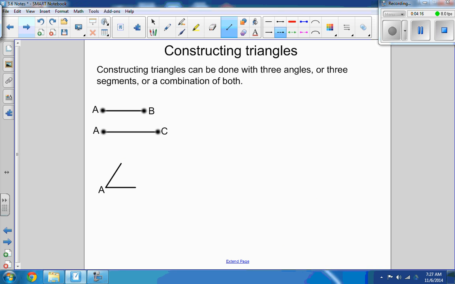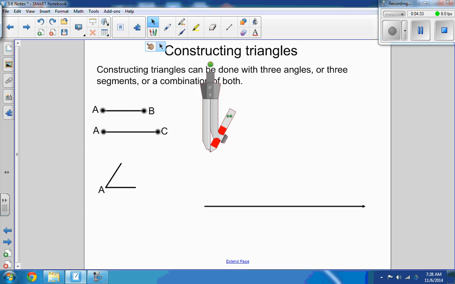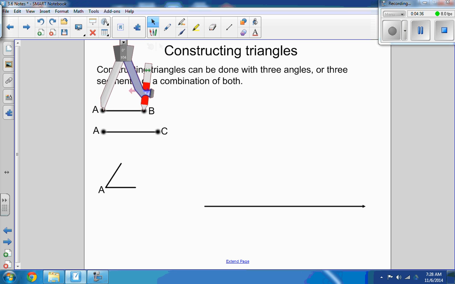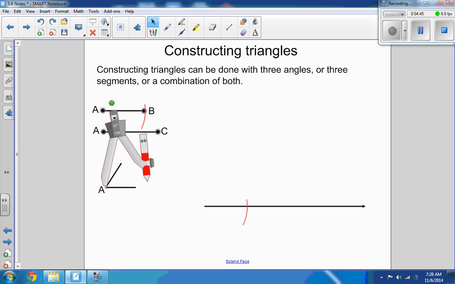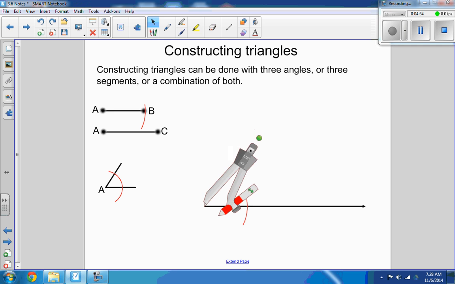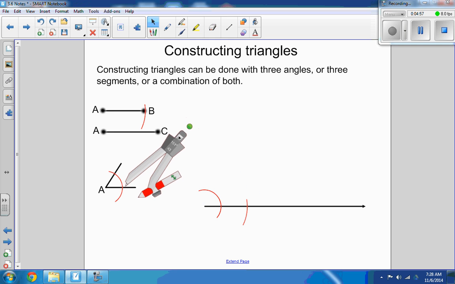Now let's construct a triangle using 2 sides and an angle. You'll notice that I've got segment AB, AC, and angle A. So I'm going to construct segment AB first. So there we go. There's AB. Now I'm going to copy angle A. First arc. I'm going to copy this angle here.